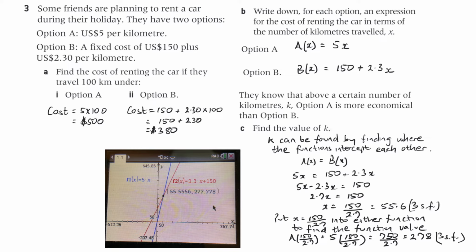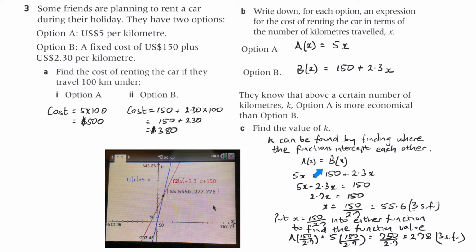Now, they say option A is more economical than option B, but actually that's not the case. It looks like option B, after 55 kilometres, because remember the vertical axis is actually the cost. So you can see as they cross over here, the red one is less than the blue one, and the red one is our option B. So option B is more economical than option A after the value of x equals k. And that's shown by this as well, obviously, because option B is at 380. That's cheaper than 500, and that's at 100 kilometres.